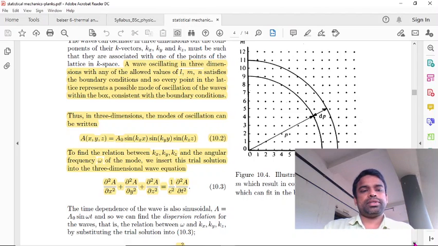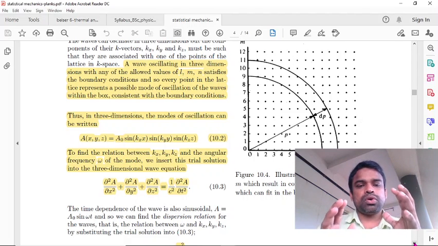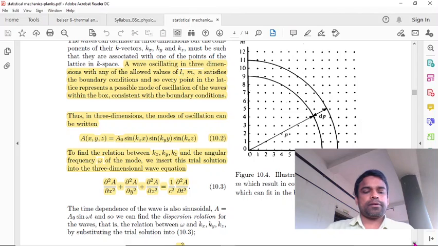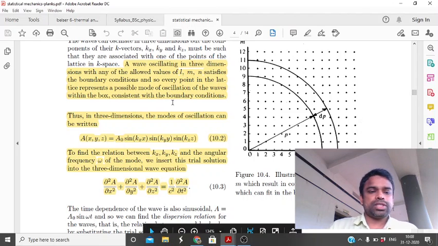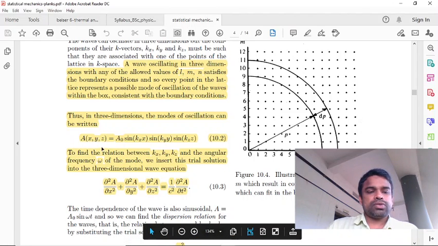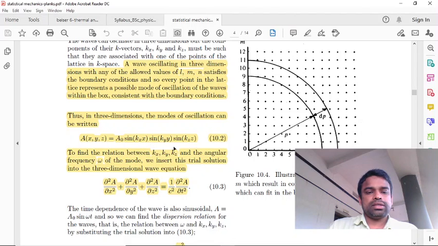So every point in the lattice represents a possible mode of oscillation of the waves within the box, consistent with the boundary conditions. Thus, in three dimensions, the modes of oscillation can be written as A(x,y,z) equal to A0 sin kx x sin ky y sin kz z.